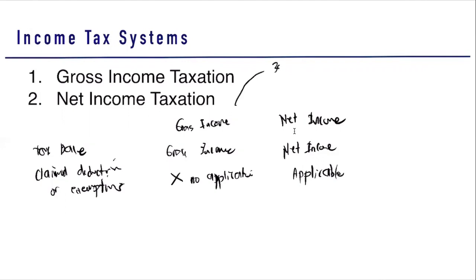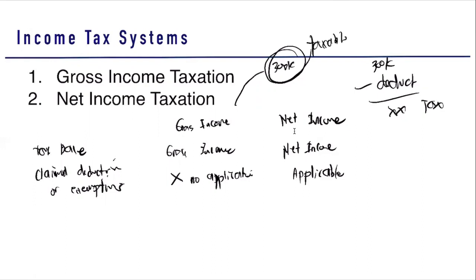So dito sa gross income, kumbaga 300,000, dyan ka na matatax. Sa net income, 300,000, pwede ka pang mag-deduct bago ka makakatax. So ang taxable income mo sa gross income taxation is the income itself, while your taxable income in your net income taxation is the income after your deductions.